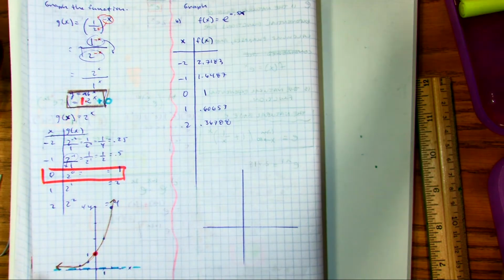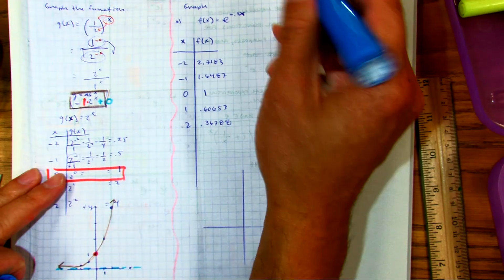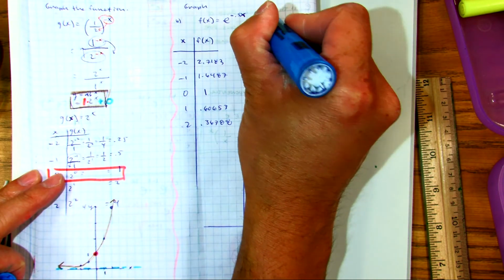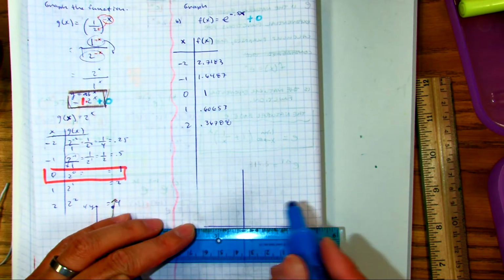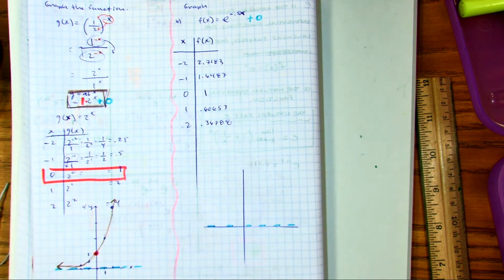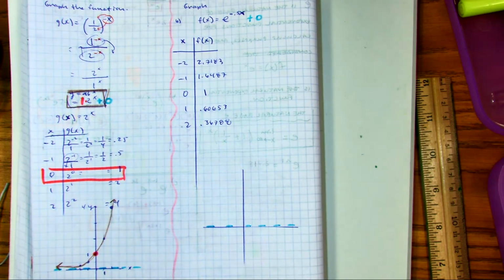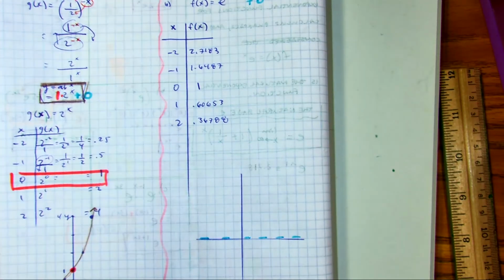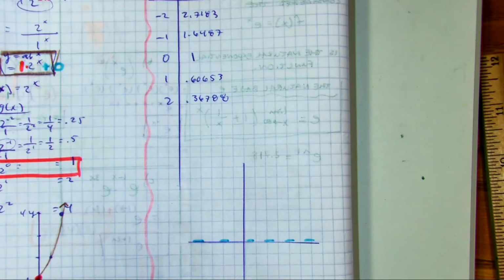Put your finger on the d value. Class, what's our d value? +0. So I have a horizontal asymptote here, which means our graph should not go in quadrants 3 or 4. The next thing I'm going to do is pick my scale. Class, what's the largest number? What's my largest y value? Almost 3, right? So I'm probably going to do something like this.